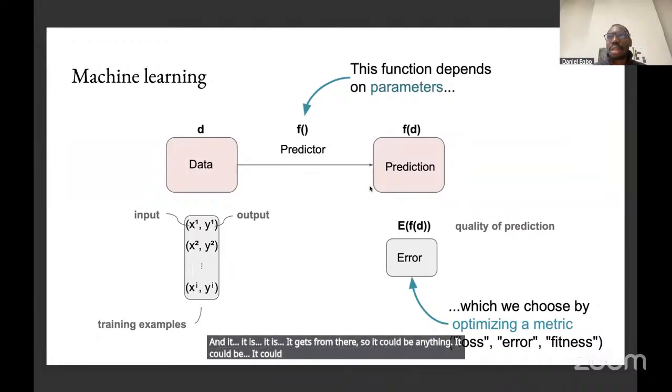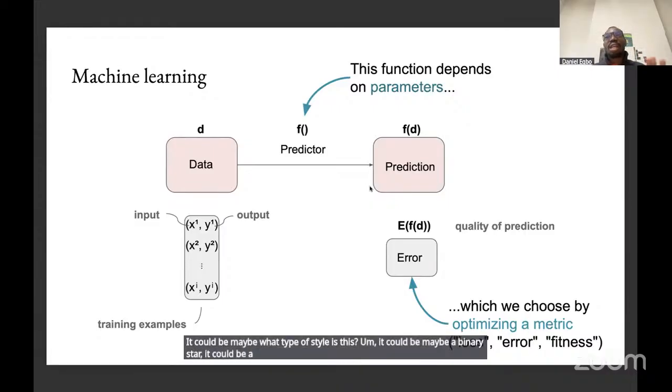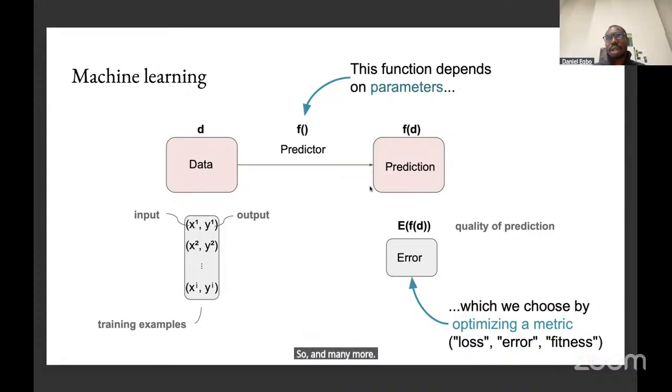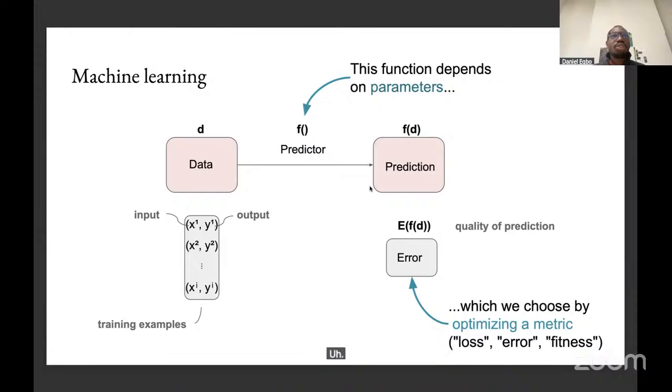It could be other forms of data. Maybe in your case, where you're doing astronomy, you're trying to see if something is an AGN, a quasar, a star, and many others. It could be what type of star this is: maybe a binary star, a single star, a late type star, or a white dwarf. And many more, not just in astronomy but in other sciences. In atmospheric or earth science, it could be which region is terrestrial, which region is mangrove, which region is an urban area, which is a desert, which is an ocean, what's the atmosphere.